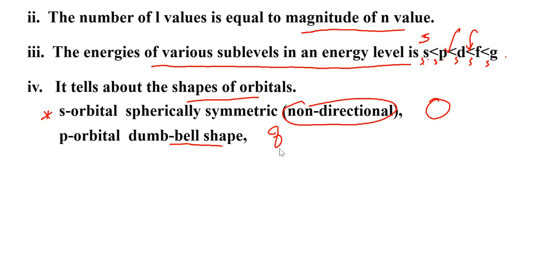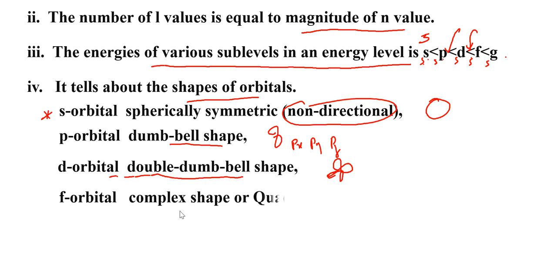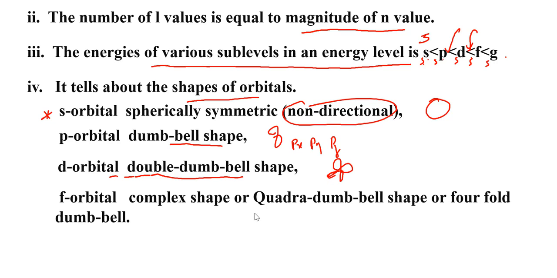डम्बल तो पता ही है, एक कोई x axis में होगा, नहीं तो y axis में होगा, then z axis में होगा. That's why it is given px, py, pz. So these are the directional bonds. Next, d orbitals are double dumbbell shape, you know this. Okay. F orbital is complex shape or quadra dumbbell shape or four-fold dumbbell shape.